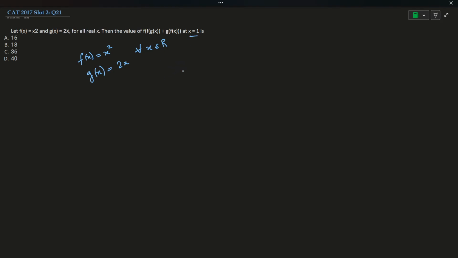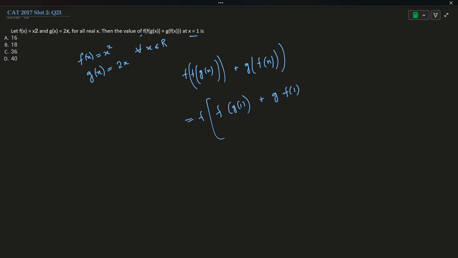So I have x equal to 1. So what do I need to find? I need to find f of g of x, and then plus g of f of x. This f is the primary one, right? F of g of x, g of f of x is this one, g of this thing. Now guys, this can be written as f of g of 1 plus g of f of 1. I can write like this.